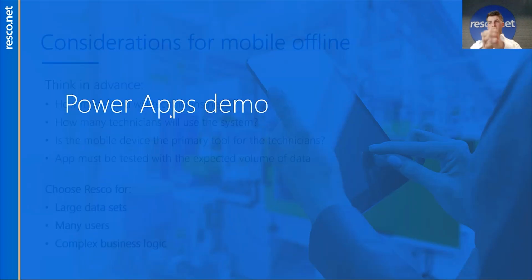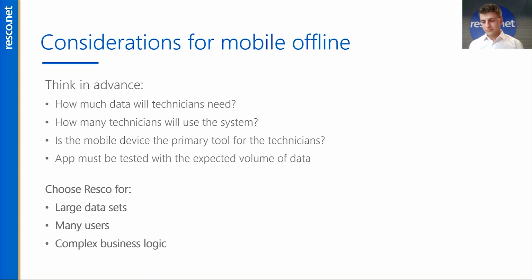So the main message that I would like to share with this meeting is to think in advance. The real difference that will be made with using Resco or Power Apps is the amount of data, how many users will use it, and how complex the solution will be. So for example, if the technicians rely on the work with the application the whole day, it really means something. And if they need a large set of data, if they need to spend a lot of time offline, that really means something, and this should be considered.